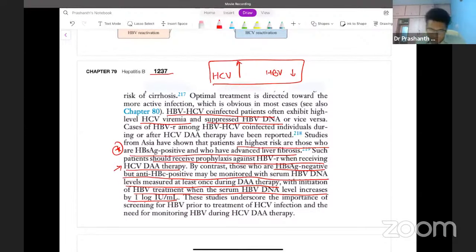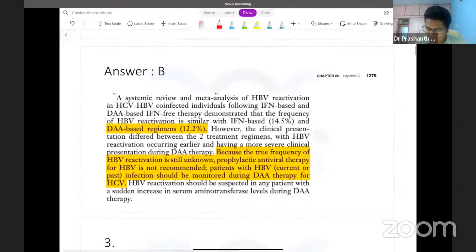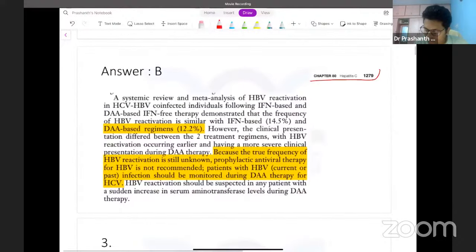But what I would like to say is, in one place they become much clearer. In the chapter on HCV, chapter number 80, page number 1279, what they say is, because the true frequency of HBV reactivation is still unknown, prophylactic antiviral HBV therapy is not recommended, and patients with HBV current or past infection should be monitored during DAA therapy for HCV. So when you treat for HCV, you just monitor for HBV would be the preferable answer.